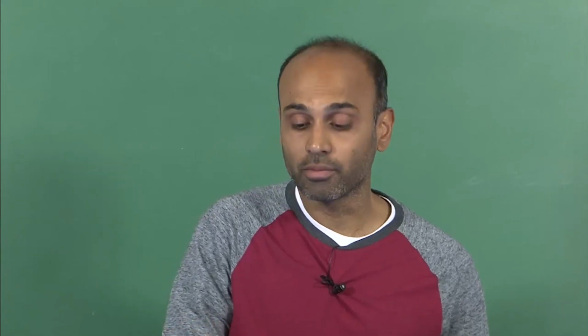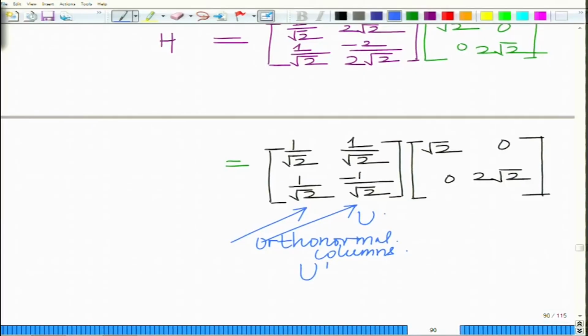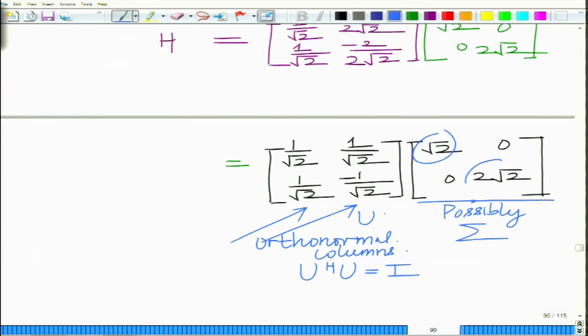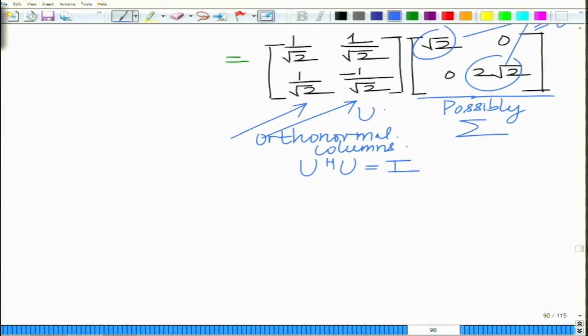Therefore, if you look at this matrix, you can see this satisfies the property of U because it has orthonormal columns, therefore U Hermitian U is identity. And in fact, if you look at this, this can possibly be sigma because this is a diagonal matrix and these are non-negative. Remember, these are greater than or equal to zero. So these are possible singular values. And now we have the V matrix. Remember, V is a unitary matrix.